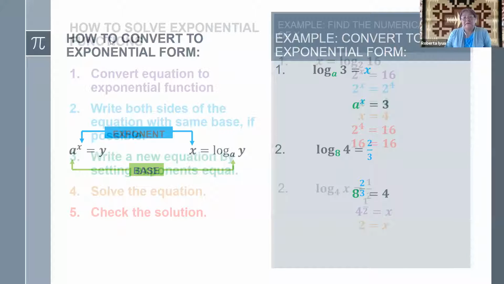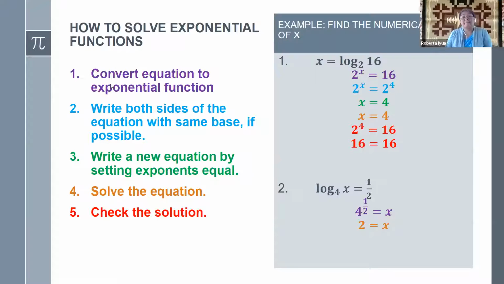How to solve exponential functions. There are 5 steps. First, you convert your equation to exponential form. Then you write both sides of your equation with the same base, if possible. Then you write a new equation by setting the exponents equal, and then you solve the equation and you check your answer. Find the numerical value of x.